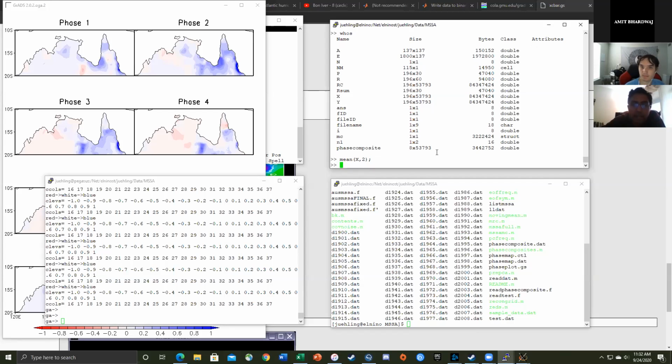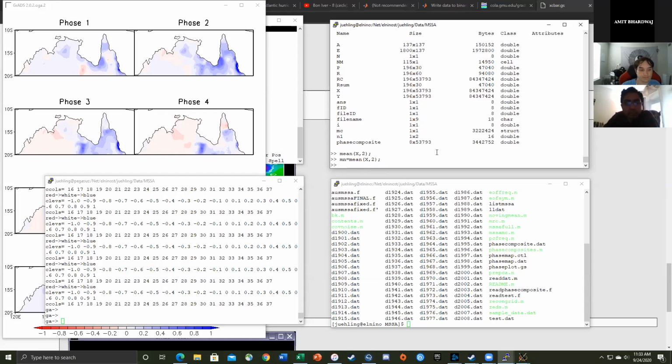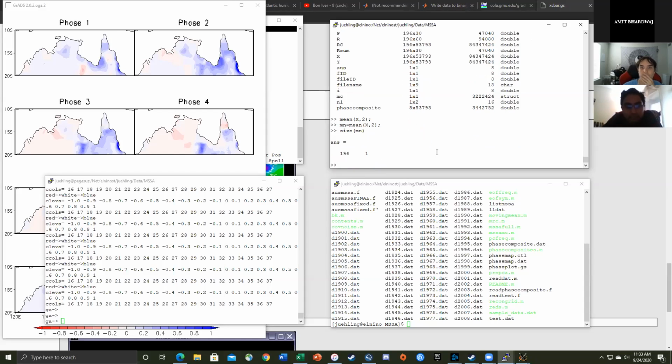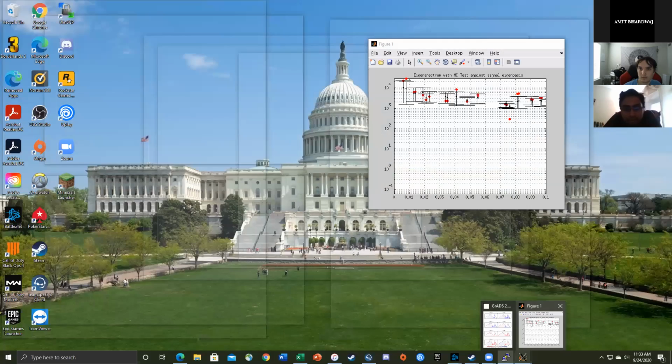You can say any variable name. I'll just call it mn equal to mean of X comma 2. We can store the answer, but we just check the size of mn, and then plot mn. Let's see how it goes.